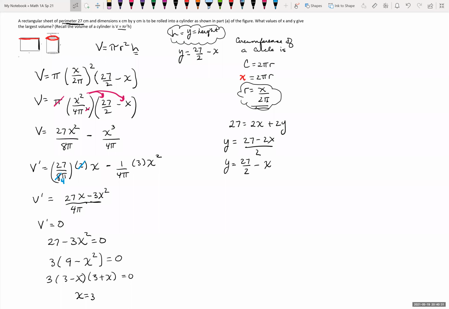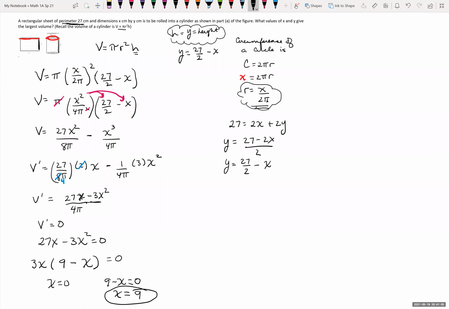I forgot to bring down my x in here. So it should have been 27x, and I can pull out a 3x. And so if I pull out a 3x, that would give me 9 minus x. So either x is equal to 0, which doesn't make sense, or 9 minus x is equal to 0, where x is equal to 9.